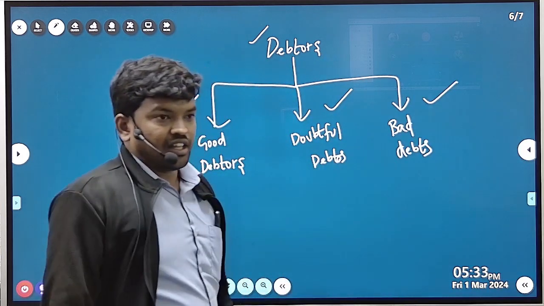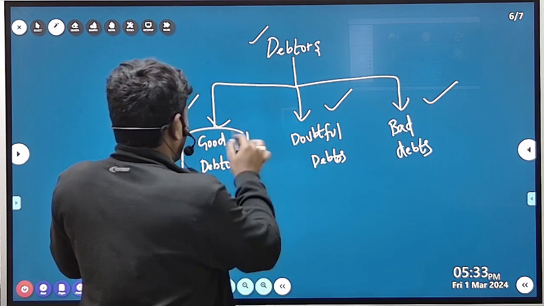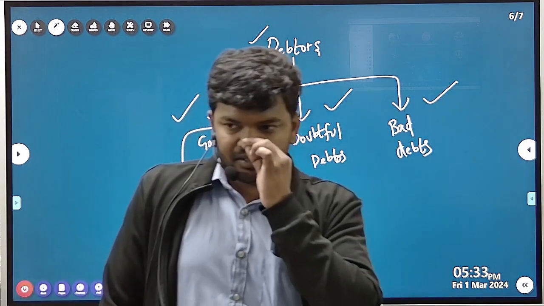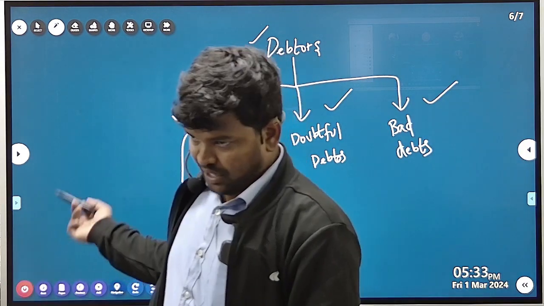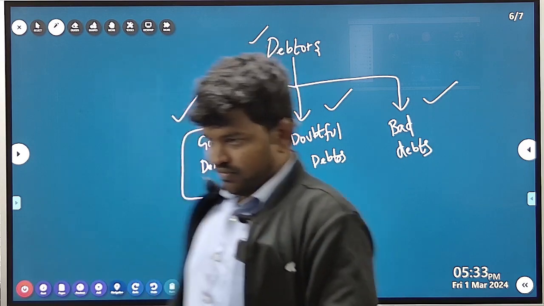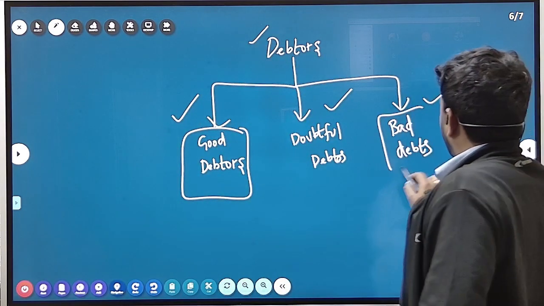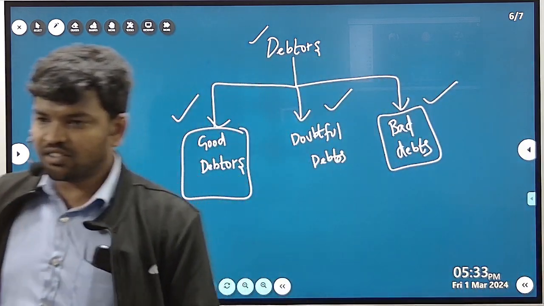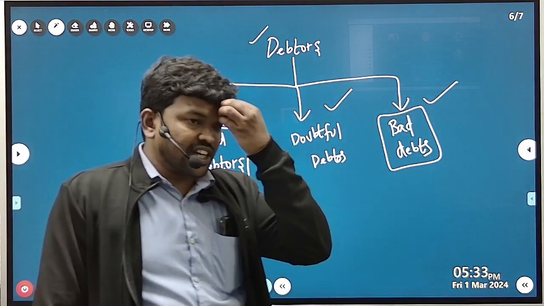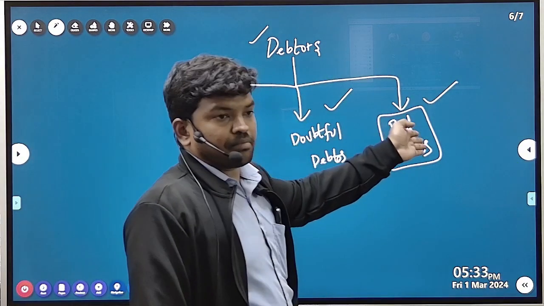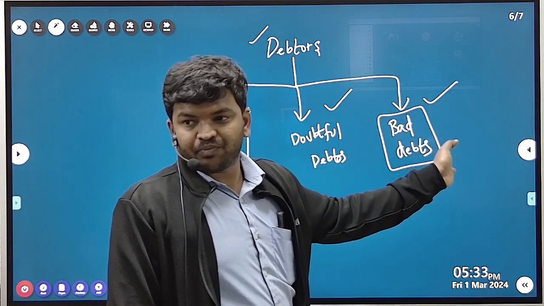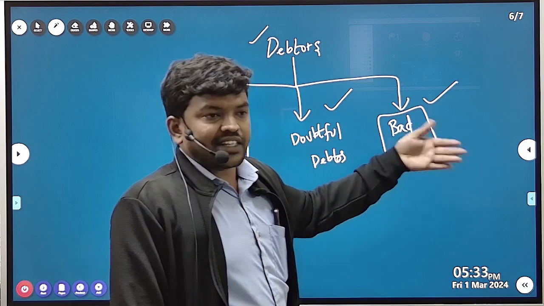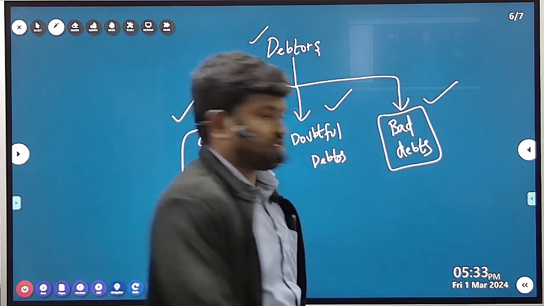In case of good debtors, no action is required from your end, because they pay on time. In case of bad debts, what will happen? You have to write it as a loss. You have made some sales on credit, but this person is not going to pay you. In the end, you have to book this as a loss.